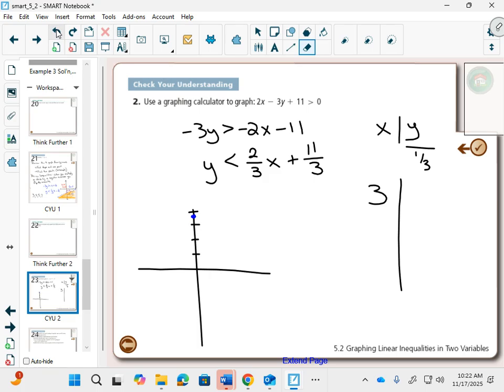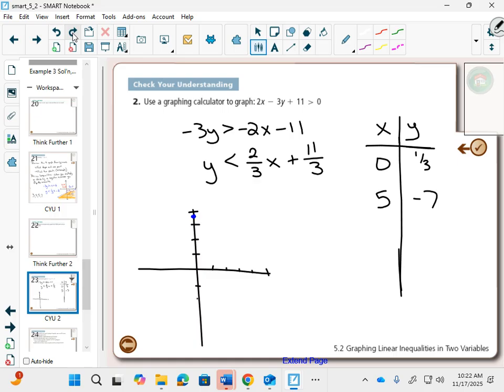Let's try again. What happened? Oh my goodness. Okay, 0 is bad. 5 for x, that'll be 10 plus 11, 21. 21 divided by -3, -7. Yes? So I could take that 5, 1, 2, 3, 4, 5, and 1, 2, 3, 4, 5, 6, 7, and I could label 5, -7.